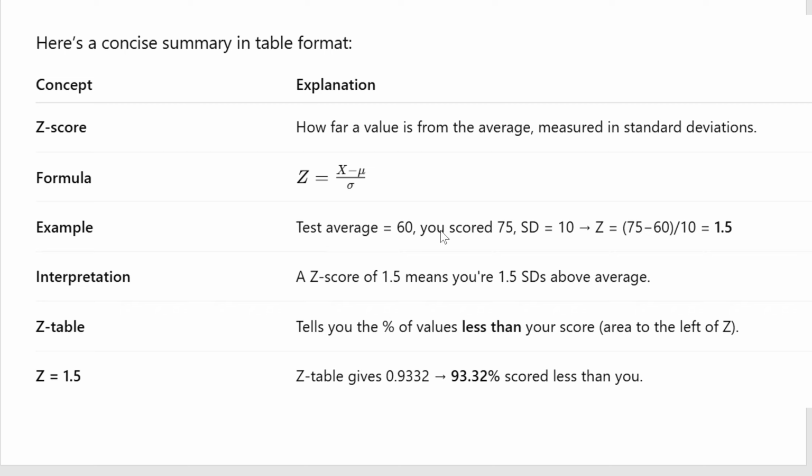The example: the test average is 60, you scored 75, the standard deviation is 10, so the z-score is 1.5. How do you interpret that? Your score is 1.5 standard deviations higher than the mean. And the z-table gives you that. For a z-score of 1.5, it gives you 93.32% scored less than you.